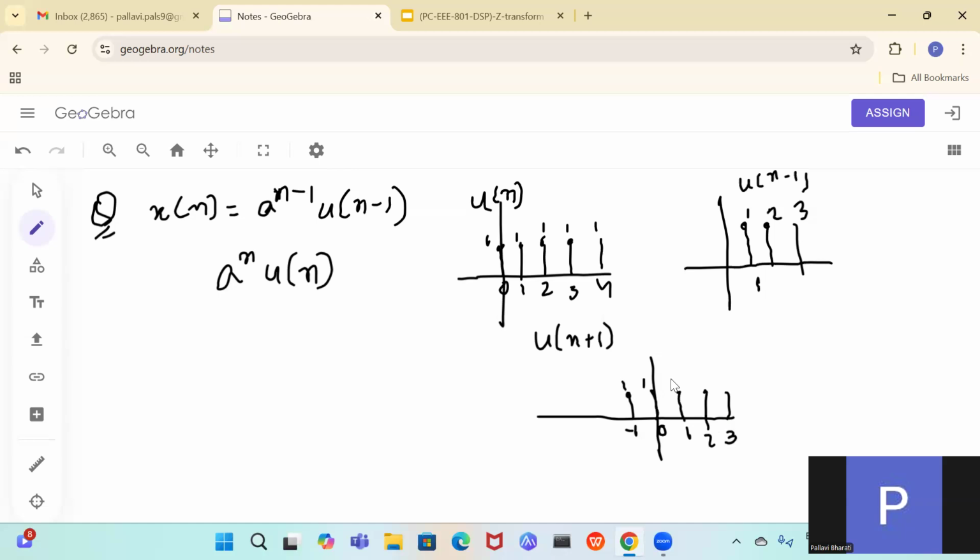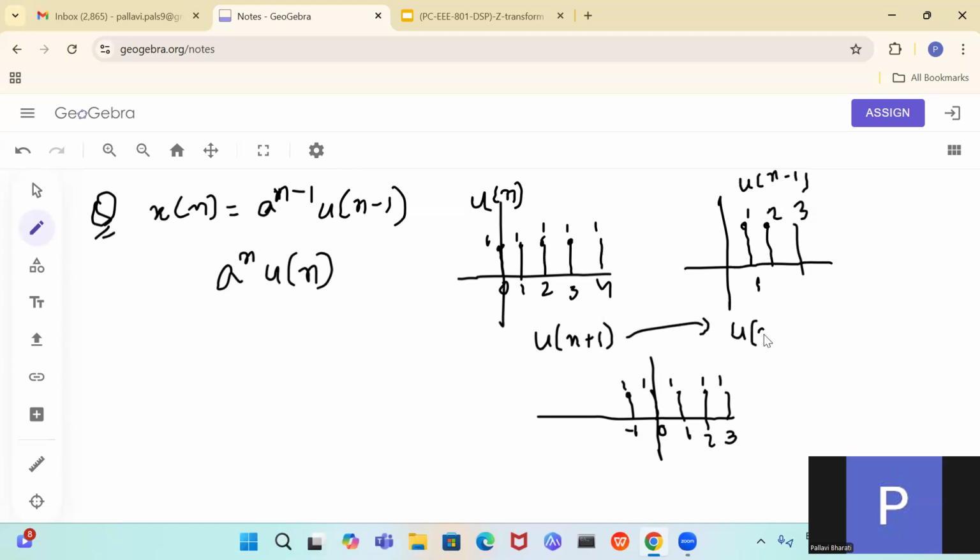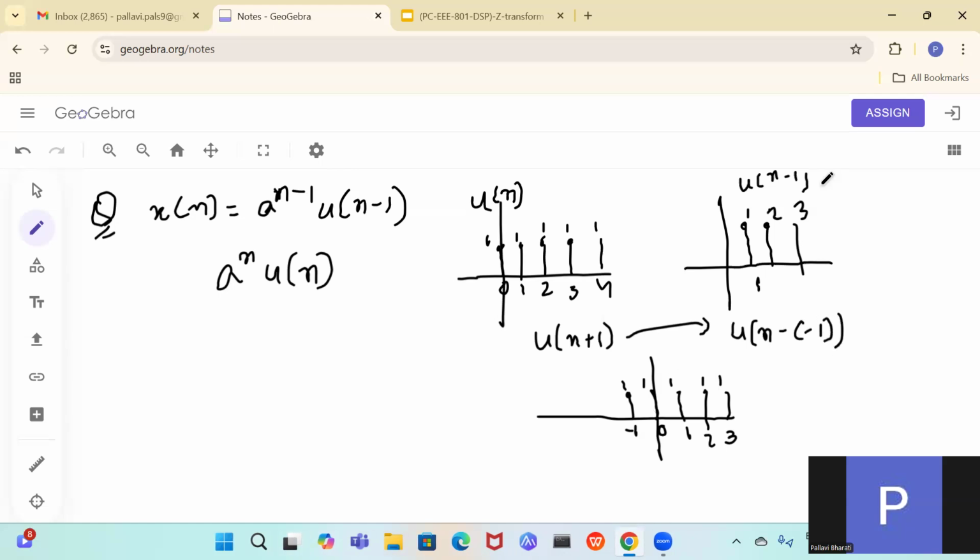This will be there as the signal gets shifted by 1 unit to the left. Actually, this process is u of n minus 1. That's why it is shifted towards the left, and this is u of n plus 1. That's why it is shifted towards the right. So just remember the opposite of this sign.